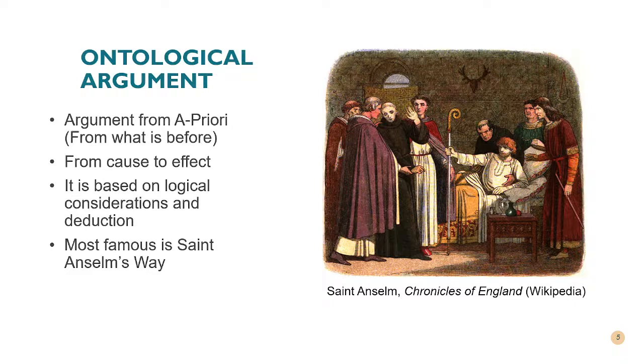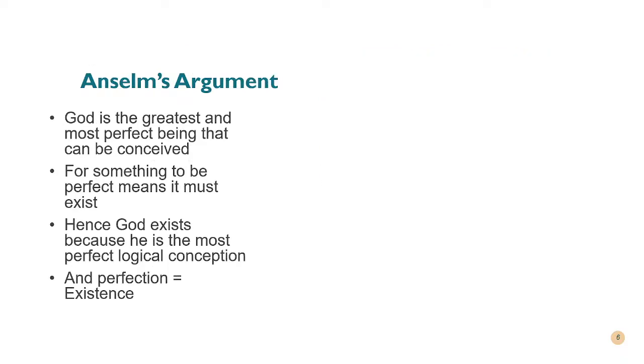With that being said, I'll start with the ontological argument. The ontological argument was made famous by Saint Anselm of Canterbury. This is a picture from the Chronicles of England, but his argument basically starts from what are known as a priori considerations, prior meaning before. So from what is before, from cause to effect, from God to effect. It is based on logical considerations and deduction. Once again, most famous is Saint Anselm's way.